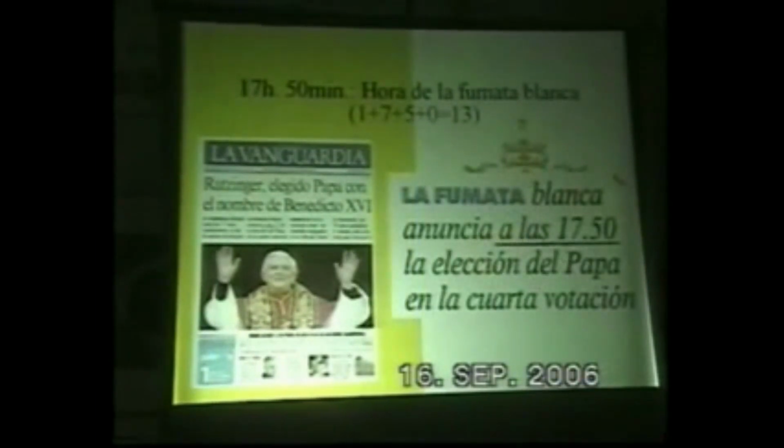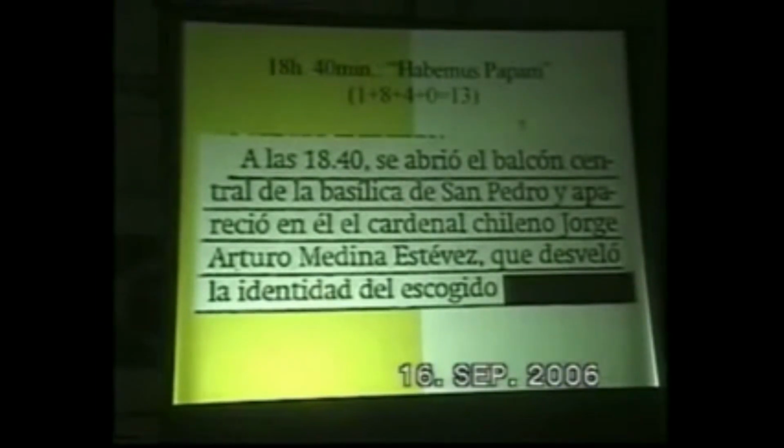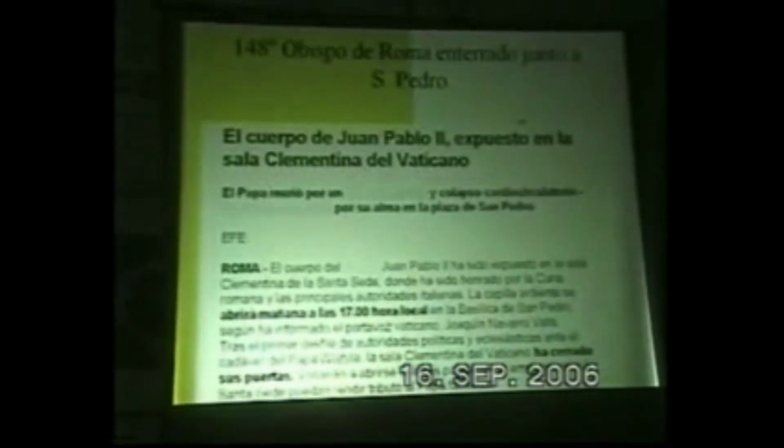Well, let's move on to the next one. Time of the white smoke. You know, when the Pope is elected, they burn, and white smoke comes out. 1750. 1 plus 7, 8. Plus 5, 13. One more. Time in which it is announced on the balcony, Habemus Papam, a famous phrase. 1840. 1 plus 8, 9. Plus 4. The 13 comes out again. And now, Bishop of Rome buried next to the remains of Saint Peter, they say. Number 148. Total, 1 and 4, 5, plus 8, 13.